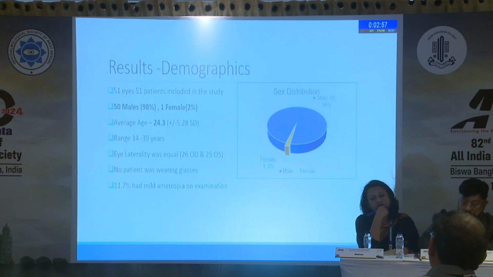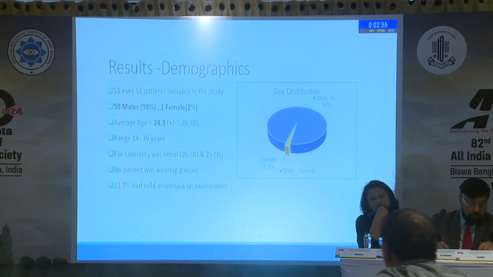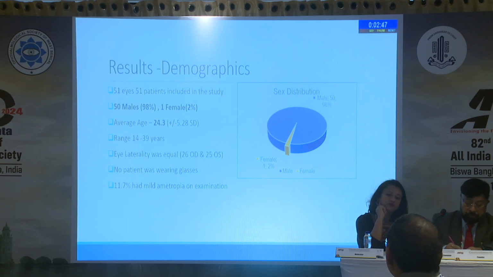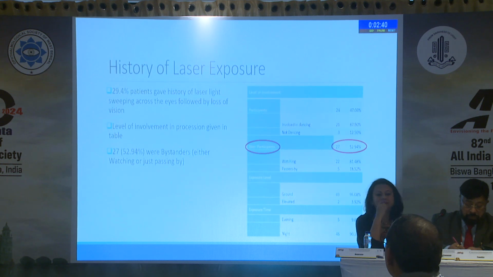We included 51 eyes of 51 patients with overwhelming male dominance, 98%, with an average age of 24 years. Eye laterality was equal, and no patient was wearing glasses at the time of exposure, but 11.7% had mild ametropia. This chart shows the level of involvement of the patients in the procession itself. 52% were non-participants, where they were not dancing or moving along the procession. They were just watching the procession or just passing by. 29.4% of patients gave a history of laser light sweeping across the eyes, directly followed by loss of vision.